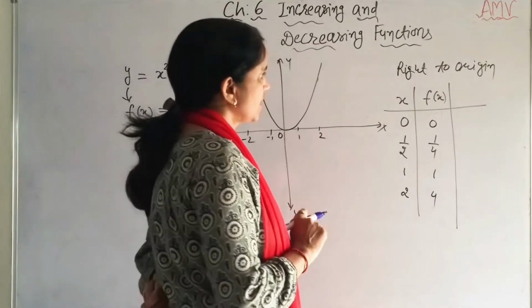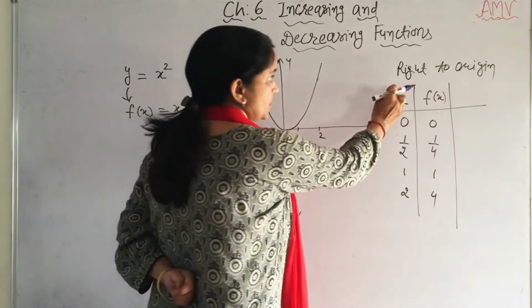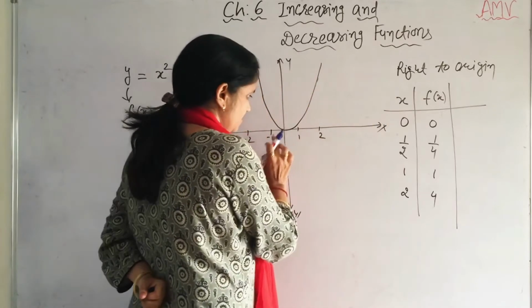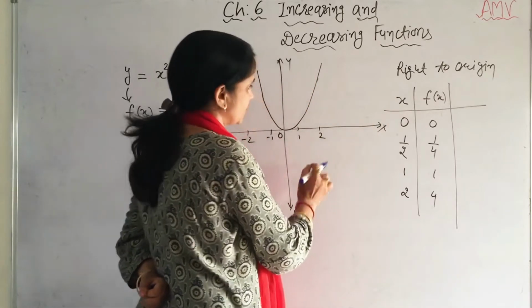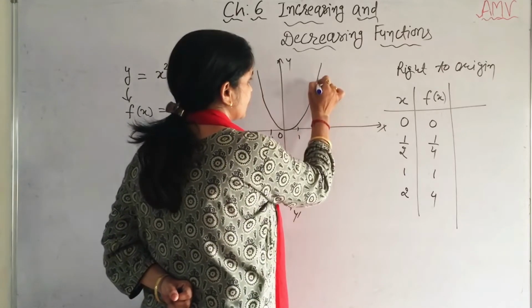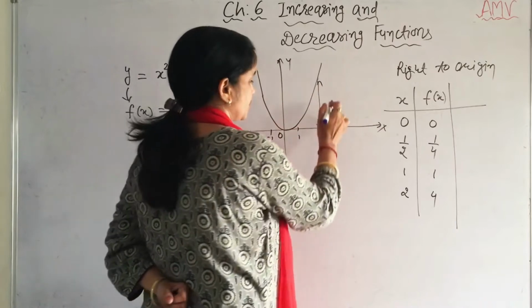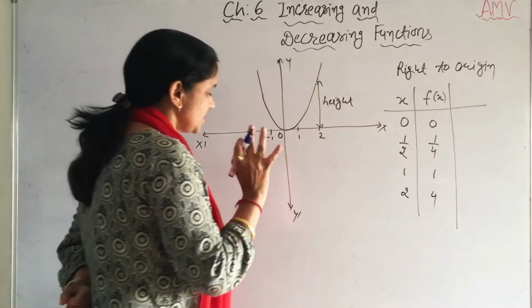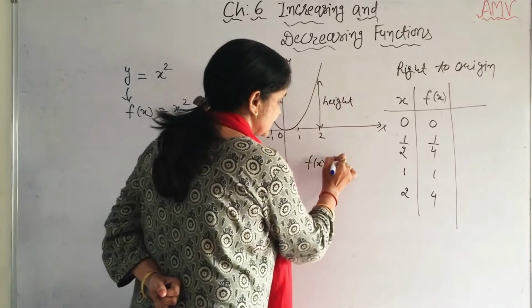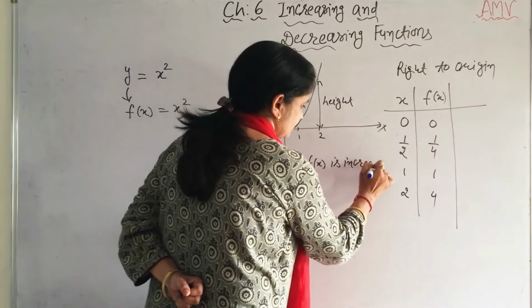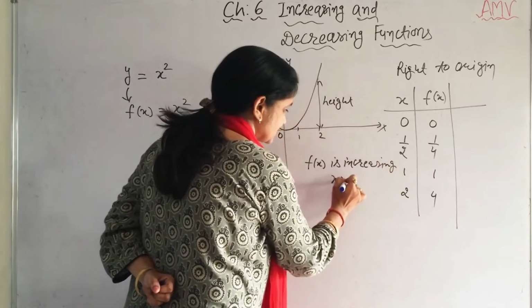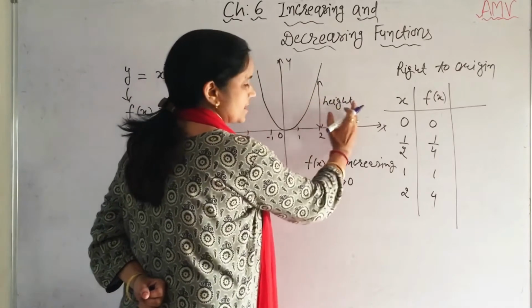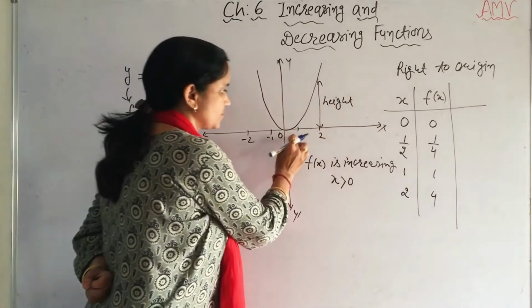Okay students, now observe the graph, only right of the origin, only this part. When we move from left to right, see that the height of the graph is continuously increasing. The height of the graph is increasing. It means f(x) is increasing for x greater than 0. I am talking about only this half part of the graph, right of the origin.